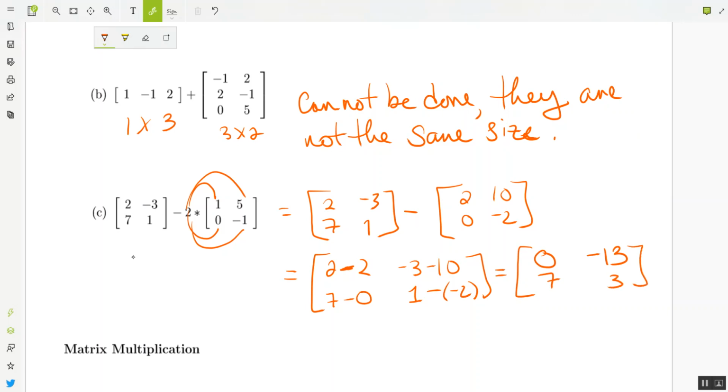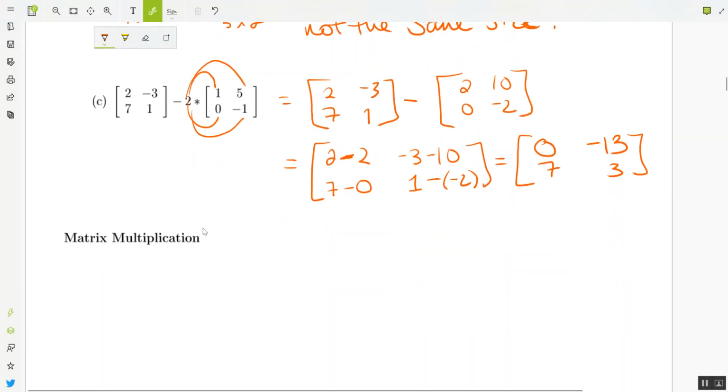You know what I mean. Okay. On to the next phase. Now, this is the more difficult operation. So addition, subtraction was easy. Matrix multiplication is a little bit more hairy. It's a little bit more involved.